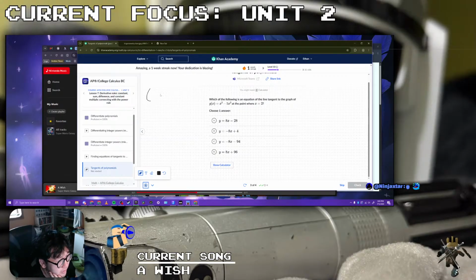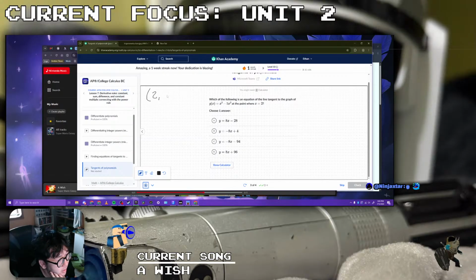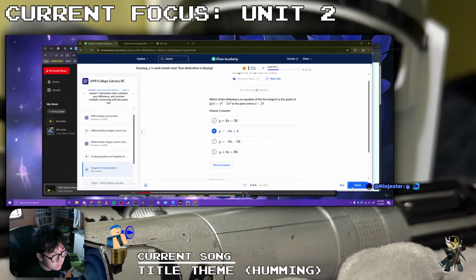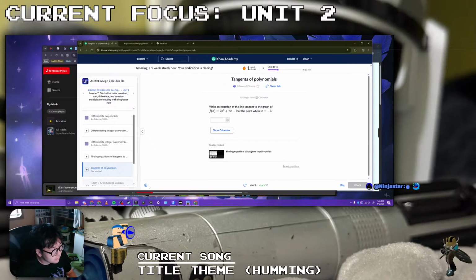Okay, so first solve for our point. 8, 20. Four, 12. Minus 20 equals -8. Boom.